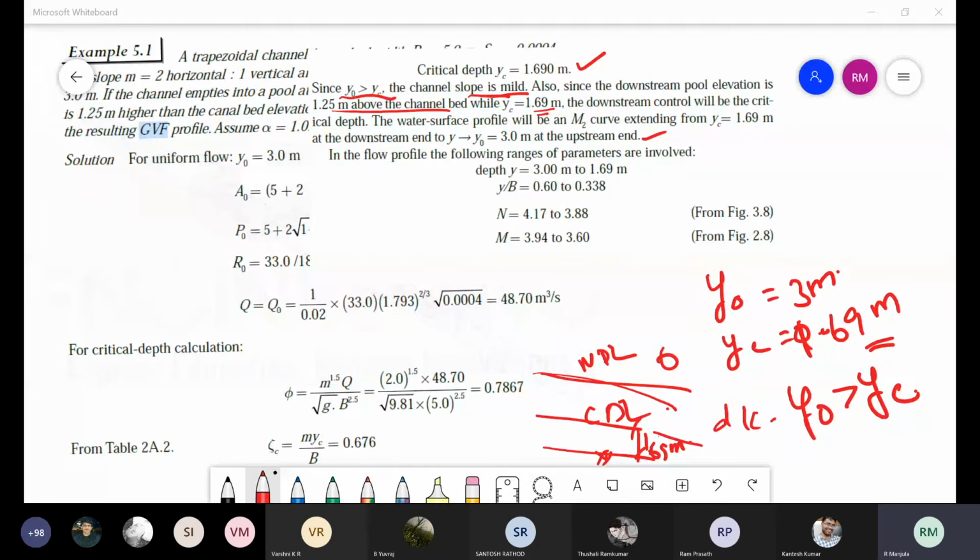The values of m and n are assumed to be the hydraulic exponents, n is equal to 4.17 to 3.88 from figure 3.8. So these values are for the value of y by b. You are finding out from the figure what the hydraulic exponents m and n are. These two values are obtained within this range. Now you can take the average values of these hydraulic exponents.